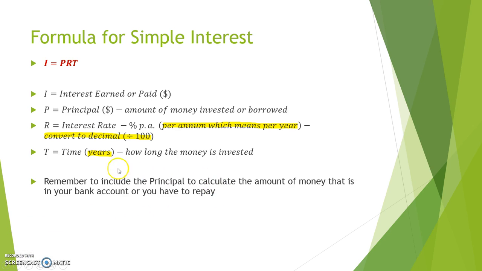Now, when you borrow money from the bank, you have to include the original amount you borrowed, the principal, plus the interest earned or paid to work out how much you have to pay back in total. Okay, so A equals P plus I. The most common mistakes students make is that they neglect to include the principal when they pay things back or borrow money.